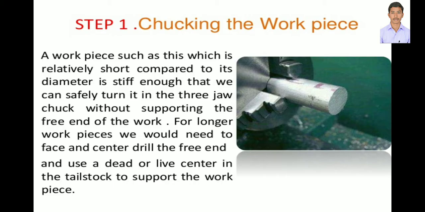And checking the workpiece. The workpiece should be fixed in the chuck. A workpiece such as this, which is relatively short compared to its diameter, is stiff enough that we can safely turn it in the 3-jaw chuck without supporting the free end of the work. So one end of the shaft is a free end. For longer workpieces, we need to face and center drill the free end and use a dead or live center in the tailstock to support the workpiece. So one end is fixed in the headstock and the other end is fixed in the tailstock position. That is checking the workpiece.